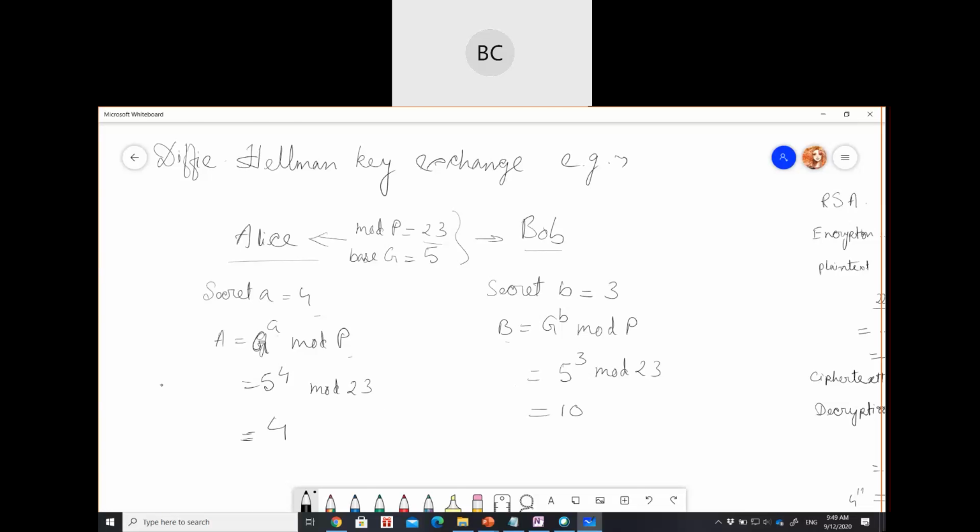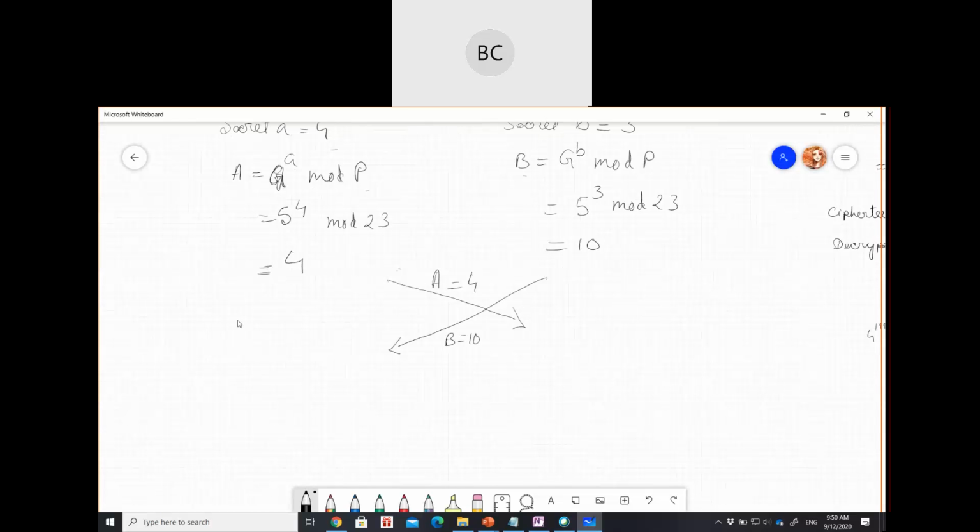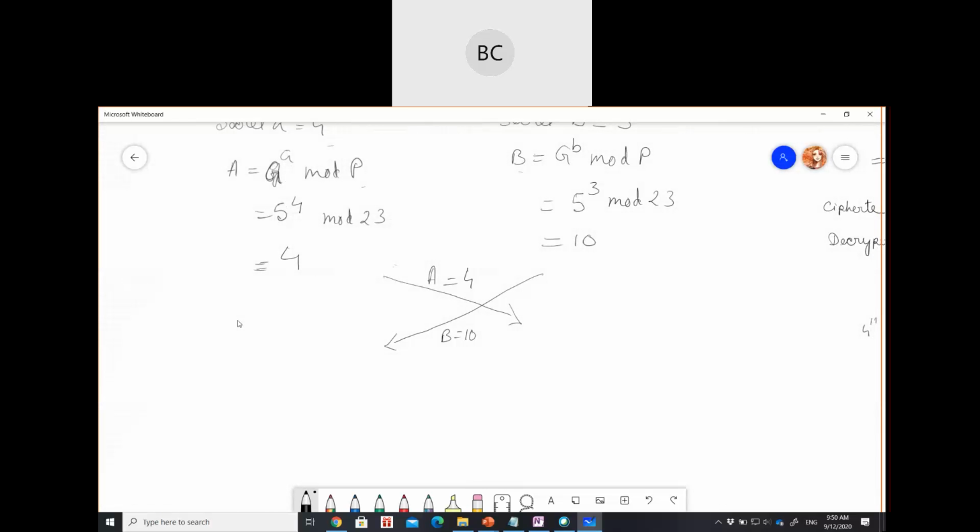After creating these keys, they will exchange them. Alice will send her key to Bob, and Bob will also send his own generated key to Alice, so it will send 10. Now both have received the exchanged keys. Now they need to find out the shared key. They will create another shared key which will be known to both parties. So I can just say shared key.